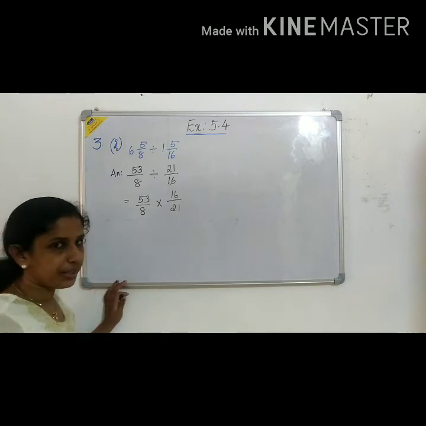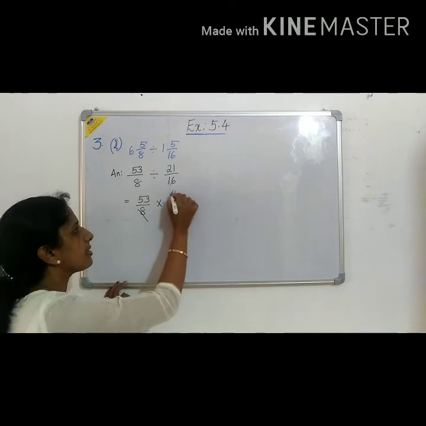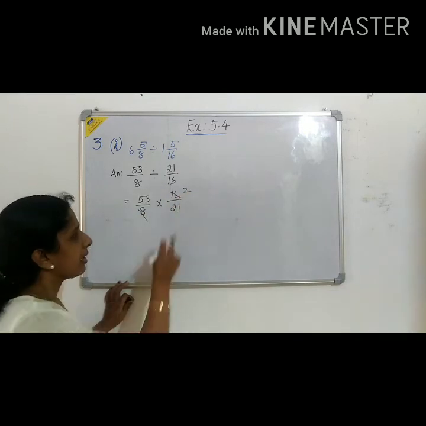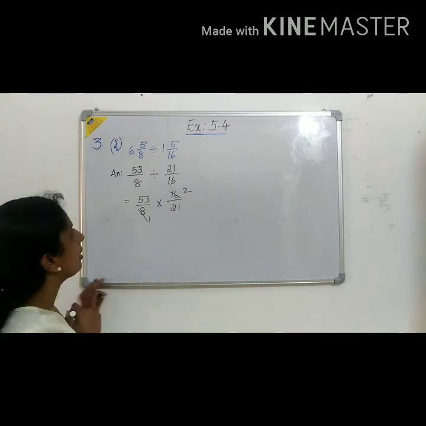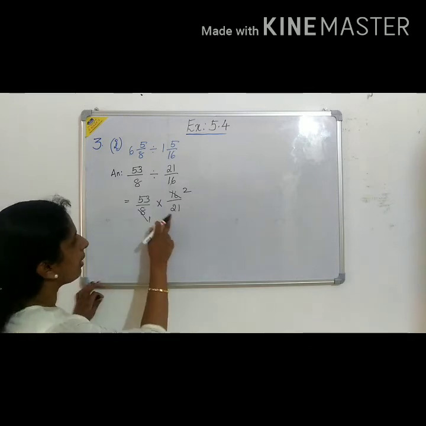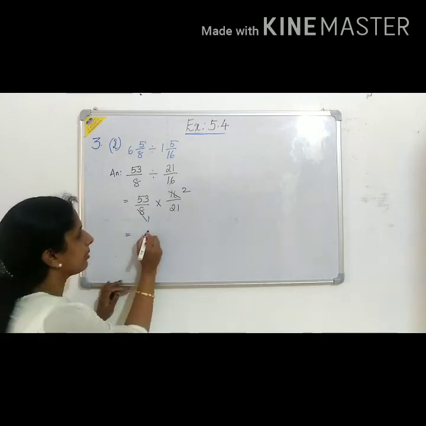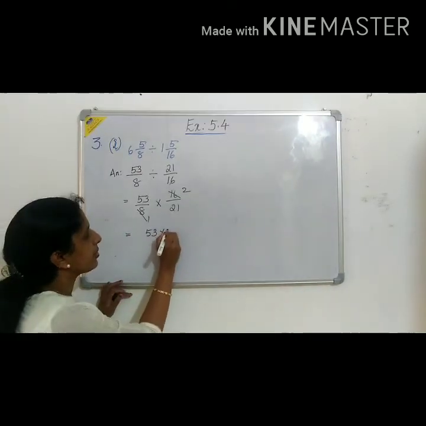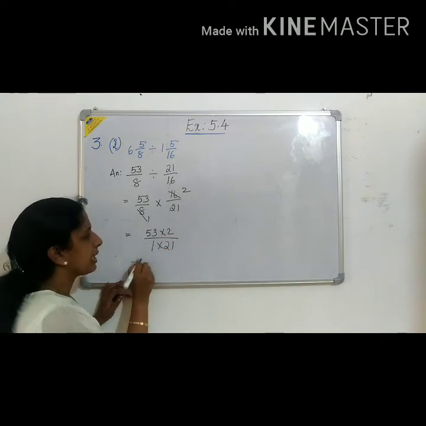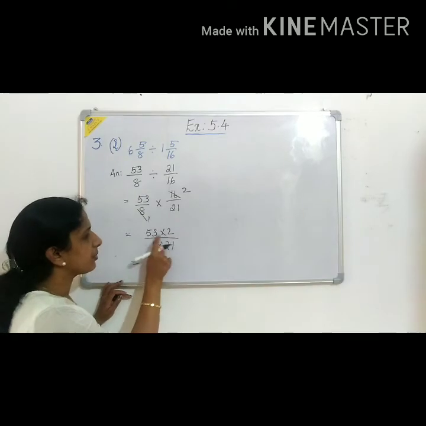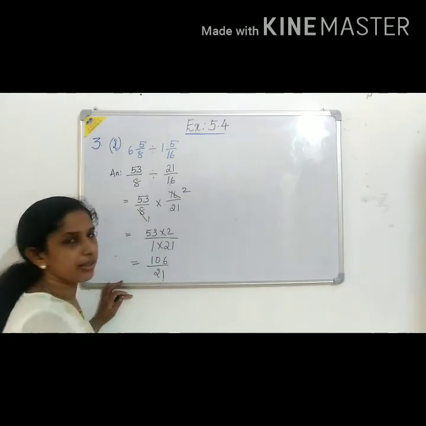Now which all things can we cancel? 8 and 16 we can cancel. So 8 by 8, 1, and 8 2s are 16. Now can we cancel 53 and 21? No. So we can directly multiply. This is equal to 53 into 2 divided by 1 into 21. And what is 53 into 2? 2 3s are 6, 2 5s are 10, so 106 by 21.